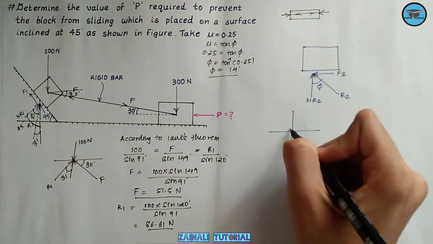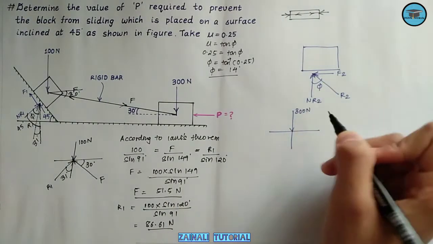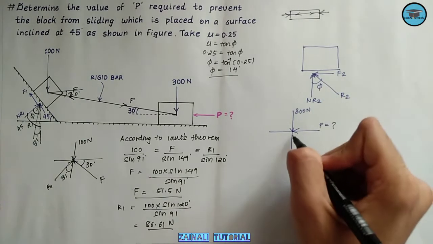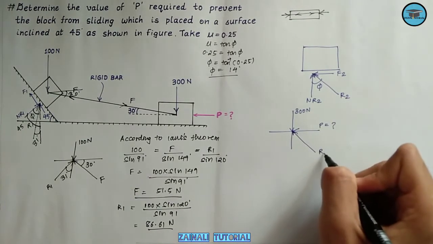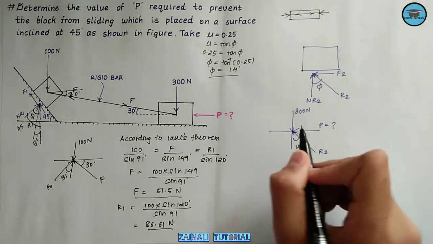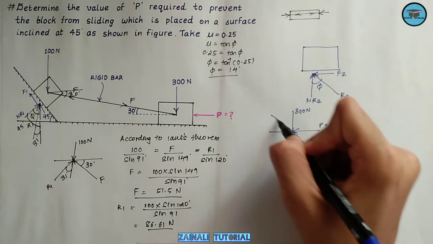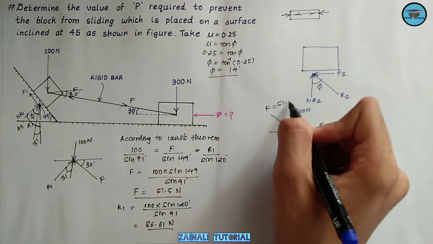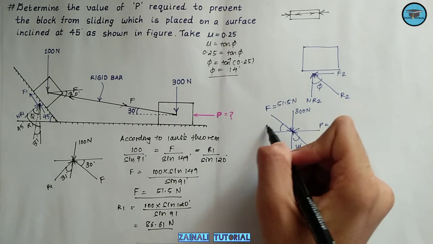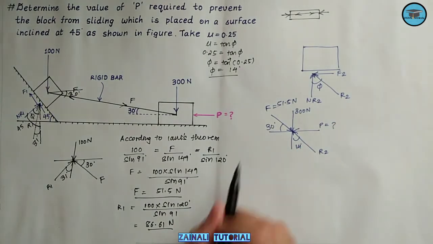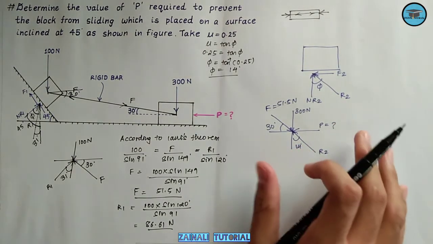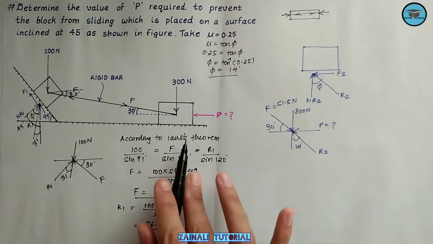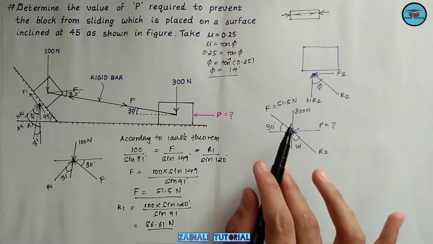Let us draw first. So this is a 300 Newton force acting in downward direction. The horizontal force P, which we have to determine. The resultant R2, which is acting at an angle of 14 degree with that of the vertical, and there is a force F that we have determined, which is equals to 51.5 Newton, which is acting at an angle of 30 degree with that of the horizontal. So now we cannot apply the Lami's theorem because there are 4 forces instead of the 3 forces. Lami's theorem is only applicable for the 3 forces only.